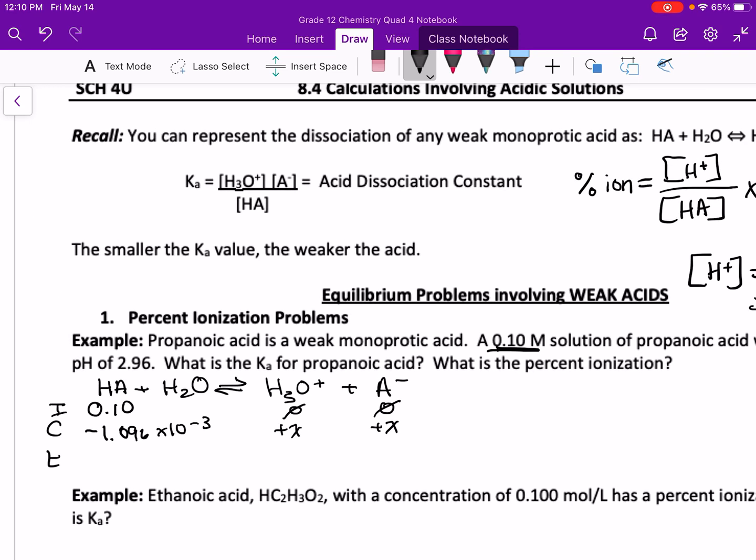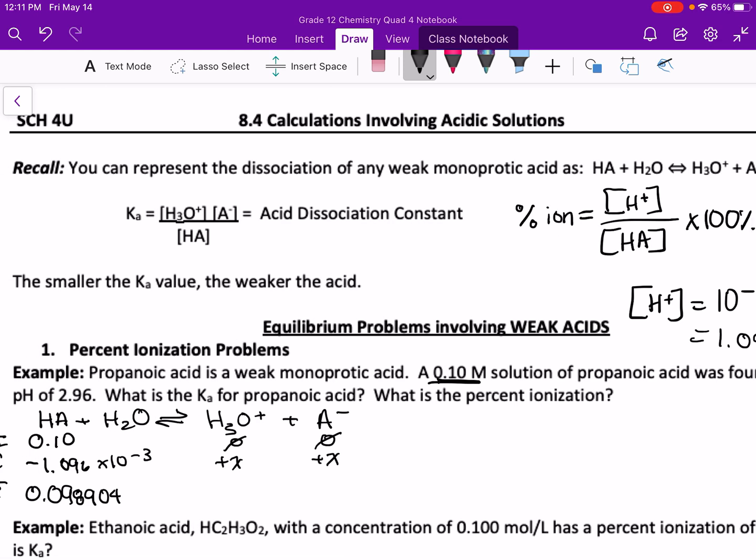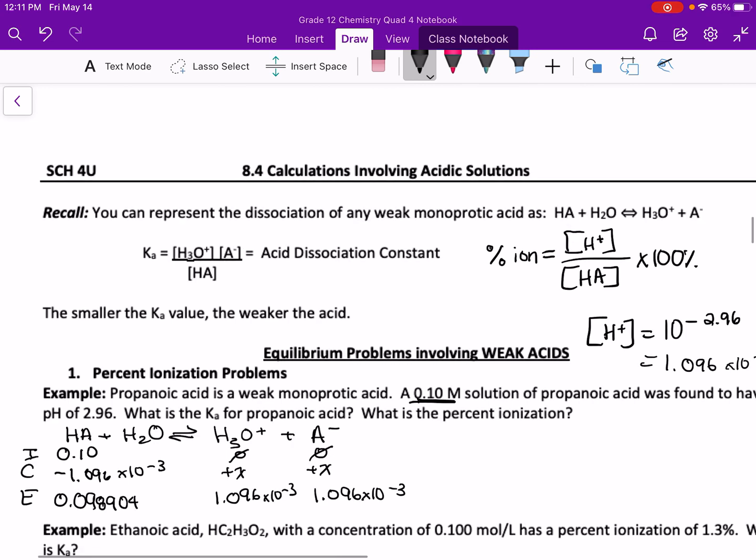At equilibrium, I'm able to solve that 0.10 minus my change is equal to 0.098904. My change is my hydrogen ion concentration, so it's going to be the same since I have a 1-to-1 ratio here for everything in my equation, 1.096 times 10 to the negative 3 for both species. Now that I have my ICE table, I can solve for my Ka, and I can also solve for my percent ionization.